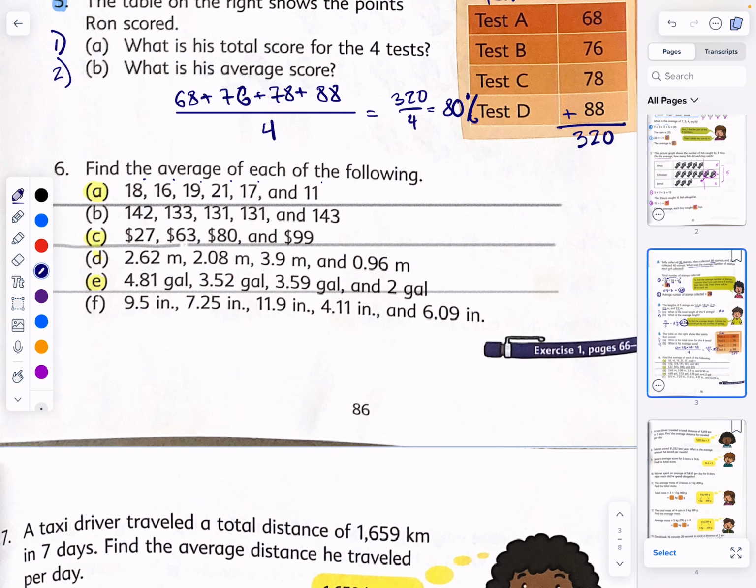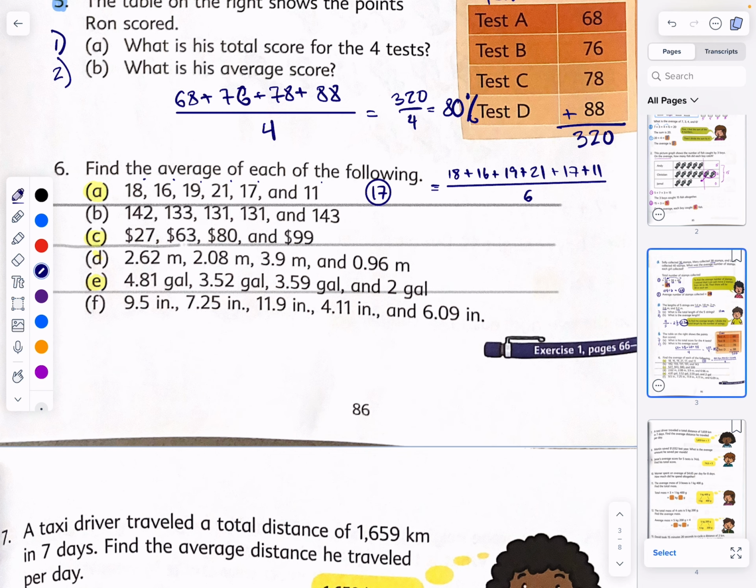So first, I would sum them up: 18 plus 16 plus 19 plus 21 plus 17 plus 11. And then after I add them all up, I would divide them by 6 because I have 6 data points. Please pause the video. I hope our answers match. I got 17 as the average of 6 numbers.